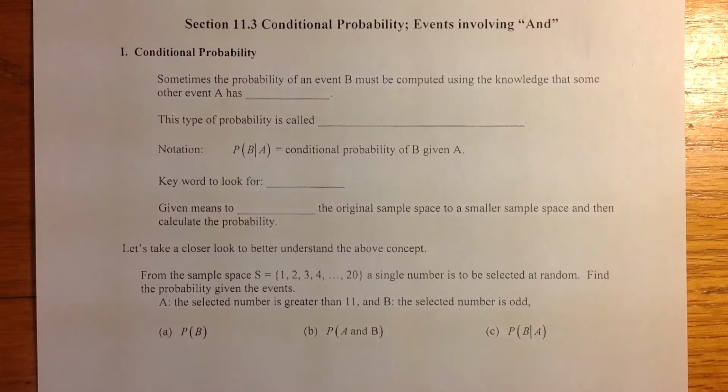All right, we're going to talk about section 11.3. There's two topics in this section. The first is going to be this idea of conditional probability, and the second is events involving the word and.